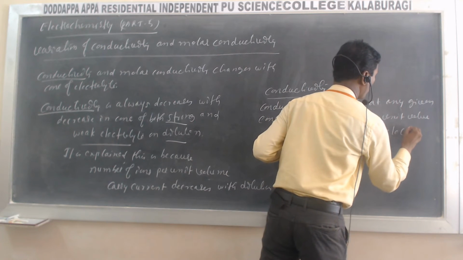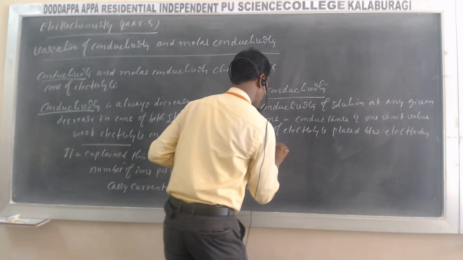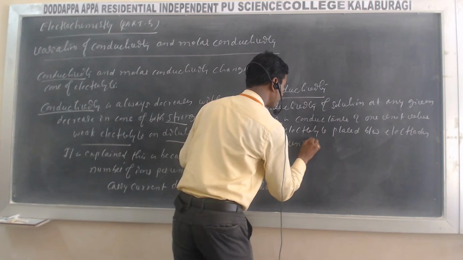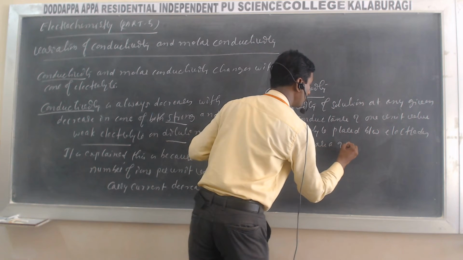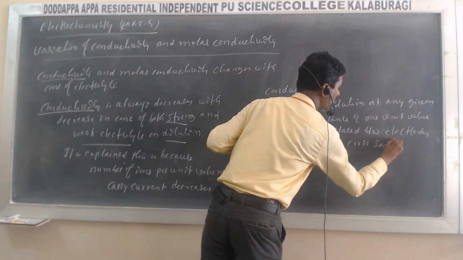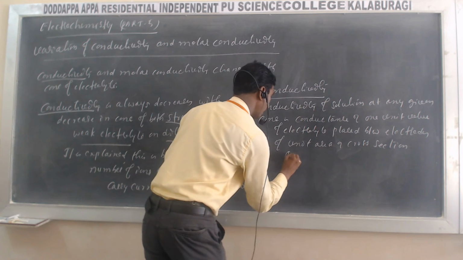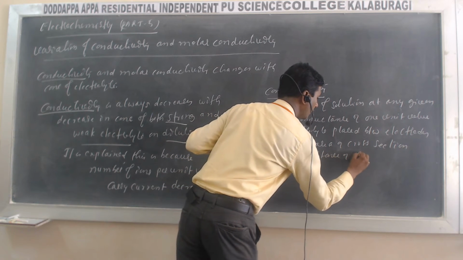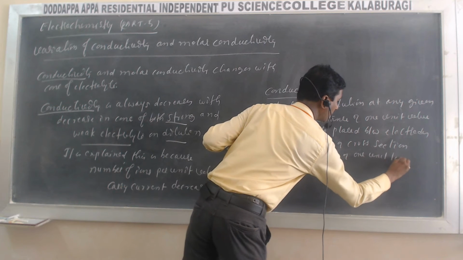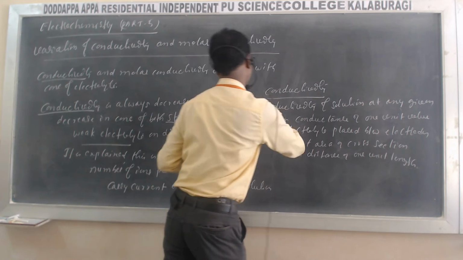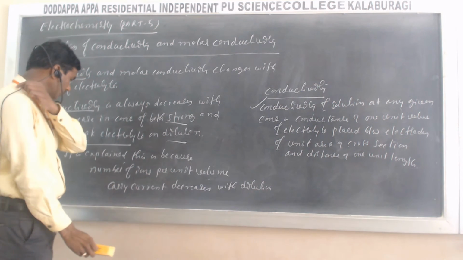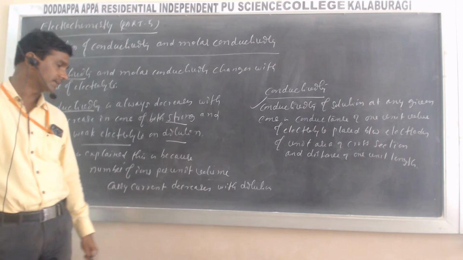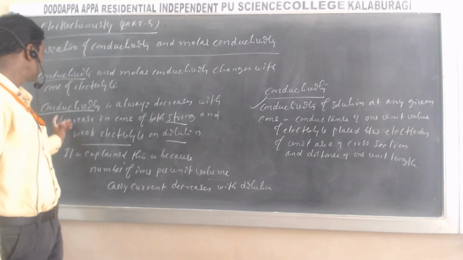between electrodes of unit area of cross section and a distance of 1 unit length. So this is the definition of conductivity. So why does the conductivity decrease? This is because the number of ions per unit volume that carry current decreases on dilution. So this is the conductivity.